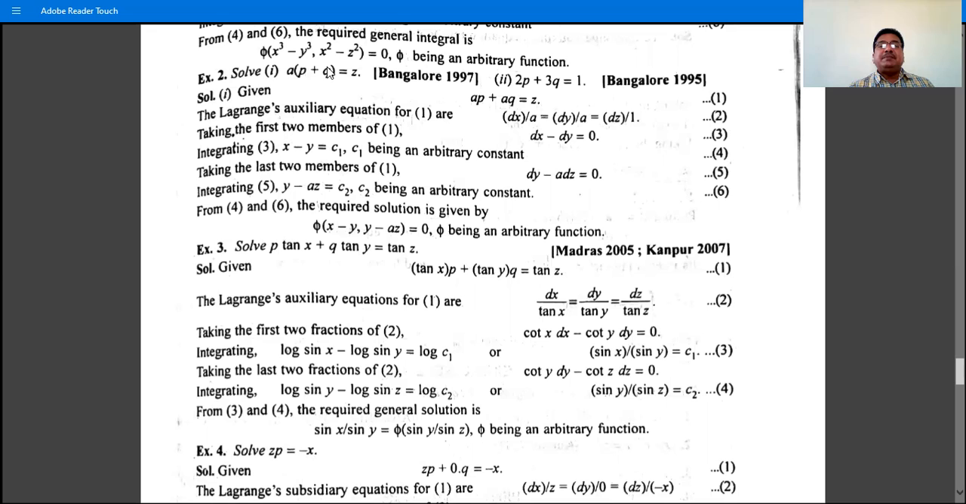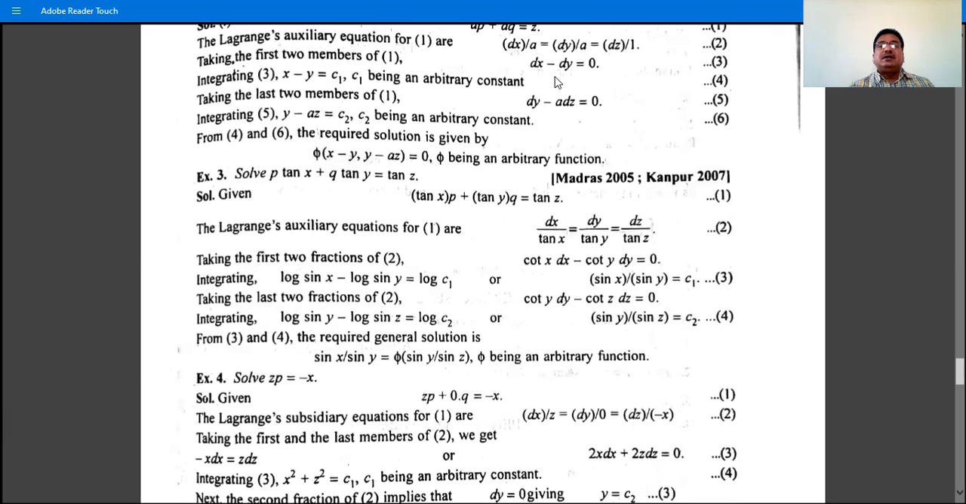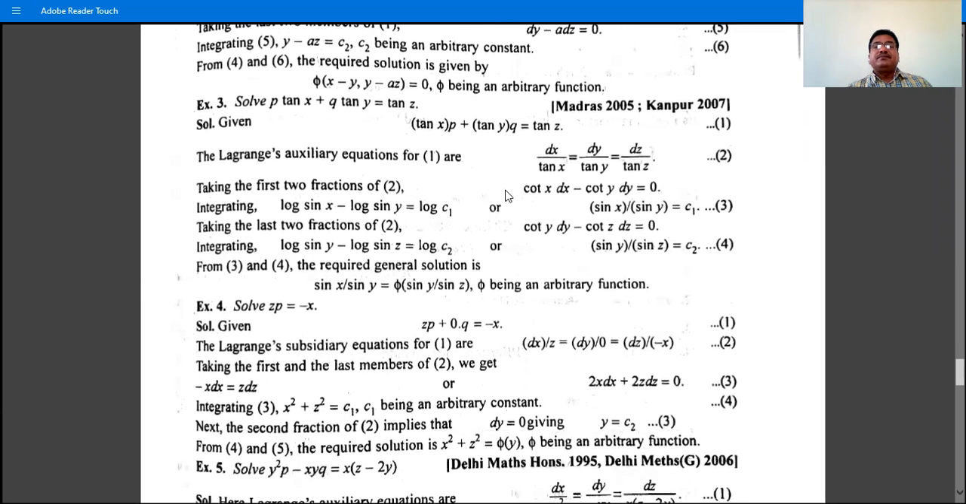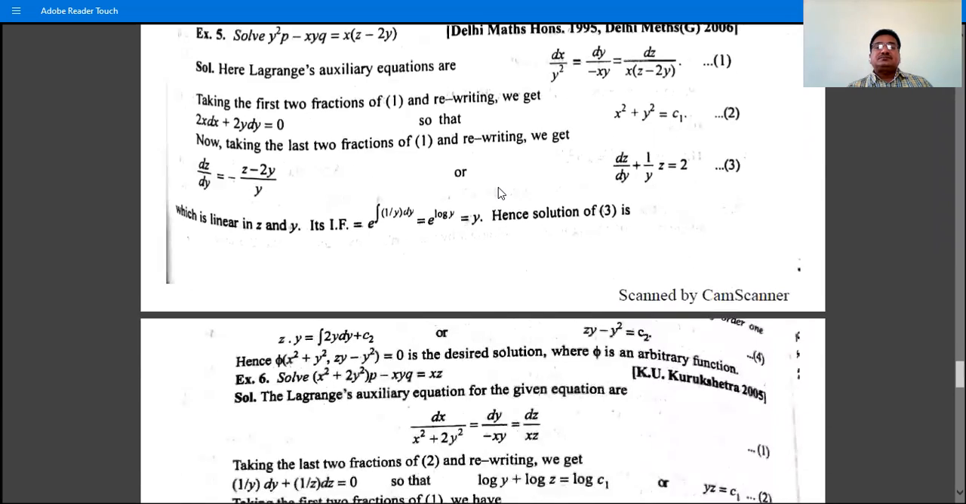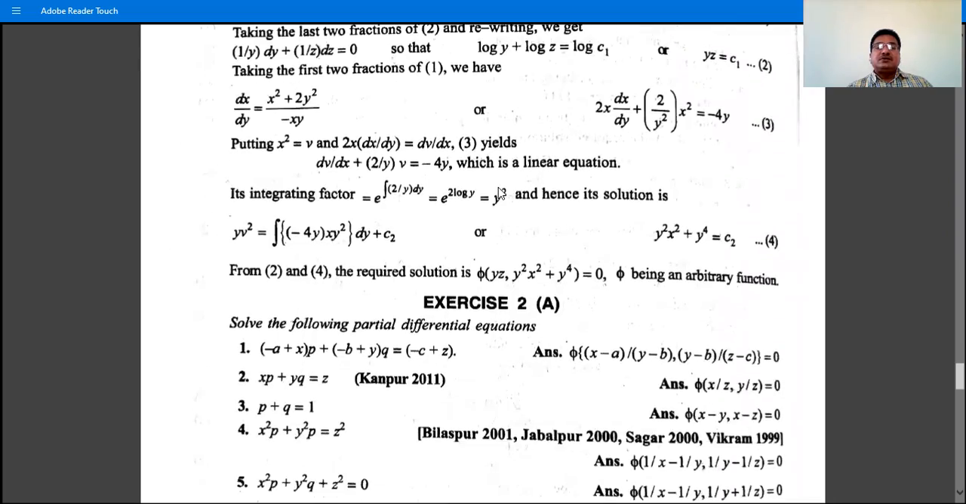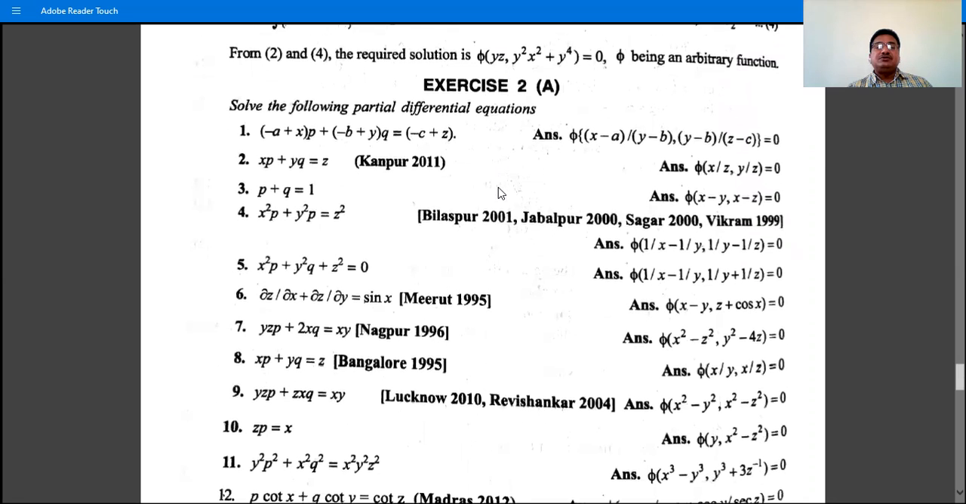This is again Pp plus Qq is equal to R. So write the auxiliary equation, then find their two linearly independent solutions, then F, here the notation is phi, right? F in the place of phi, right? F of u v is equal to 0 is the solution. So these are all solved problems of the type Pp plus Qq is equal to R.